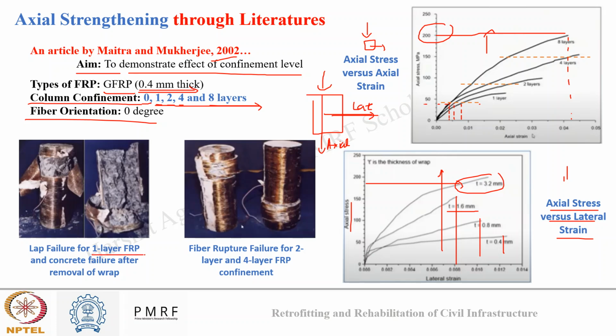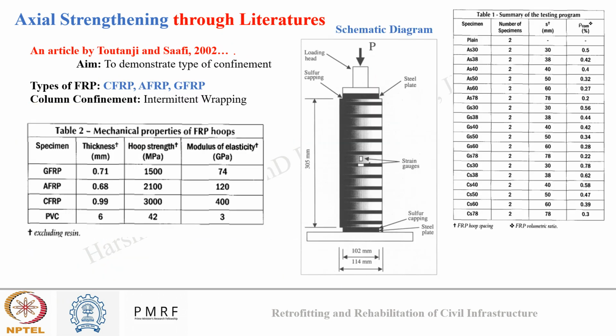So you can see in one layer of FRP, lap failure was observed. Debonding was observed, and concrete failure was observed when the wrapping was removed. While in two layers and four layers of FRP confinement, fiber rupture in the FRP was observed to cause the failure. Okay. Now there was one more literature that was published in 2002.